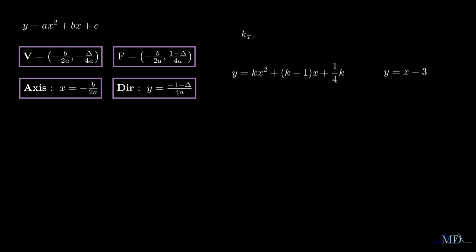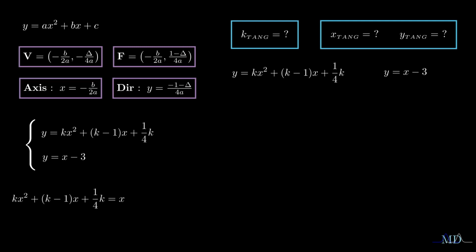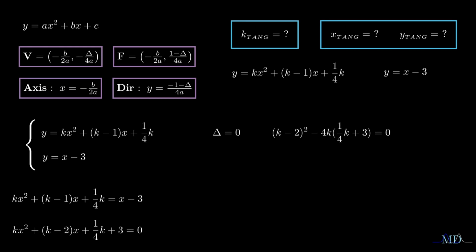Eventually we want to find the value of k for which the parabola is tangent to the line y equals x minus 3, and the coordinates of the point of tangency. In order to do it, we construct the system with the equation of the parabola and the equation of the line. We equate the two right terms, and we get a second-degree equation in x. We are looking for the tangent line, so the discriminant of the equation must be null.